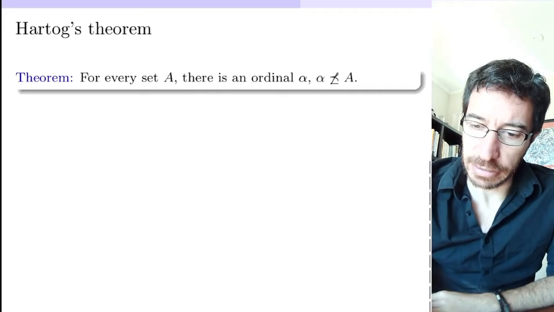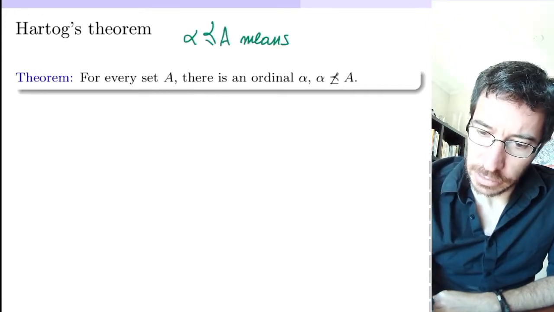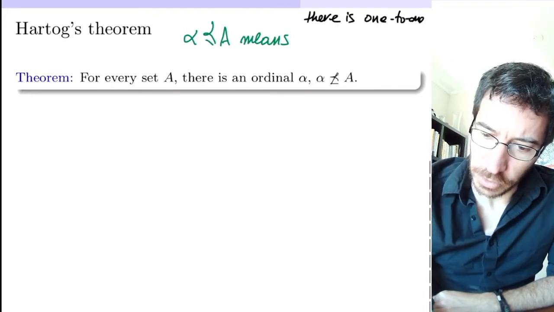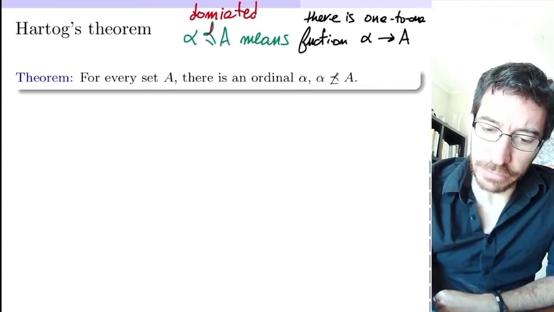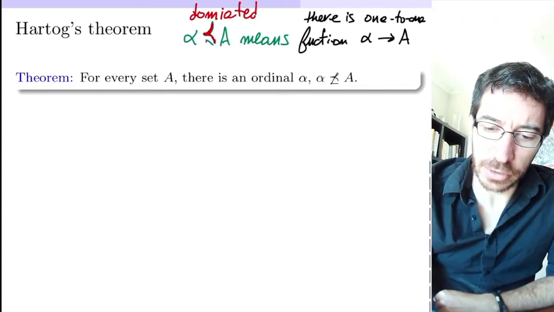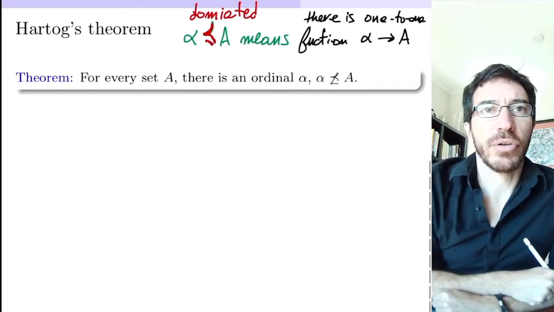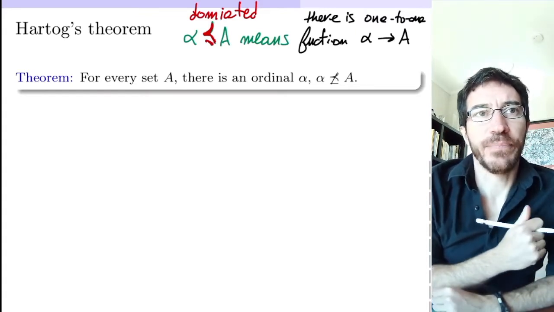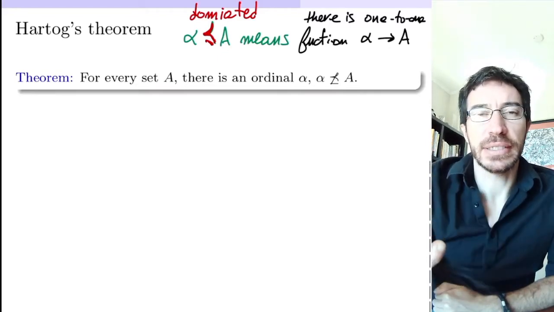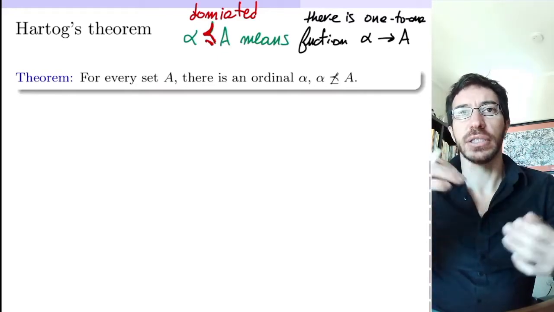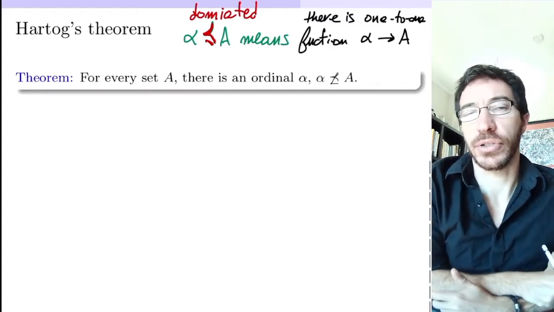Just as a reminder, alpha dominated by A means that there is a one-to-one function from alpha to A. That's what it means to be dominated. Alpha being dominated by A, which we write with this curly less than or equal symbol, means that there is a one-to-one function from alpha to the set A. So here the theorem is saying there is an ordinal that is not dominated by this set. There cannot be a set that is so large that it dominates all ordinals, essentially. So no set can dominate all ordinals. That's what Hartog is saying.